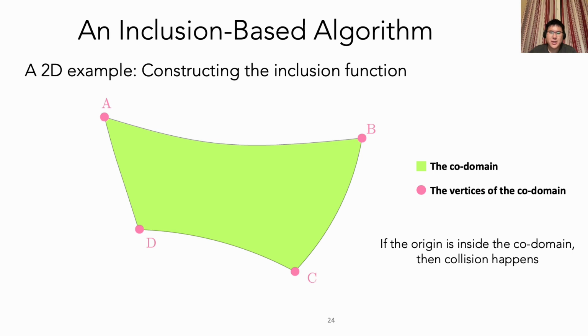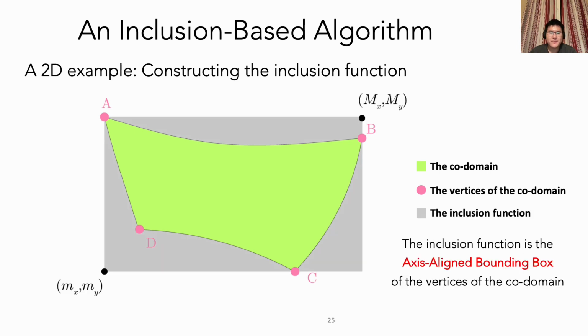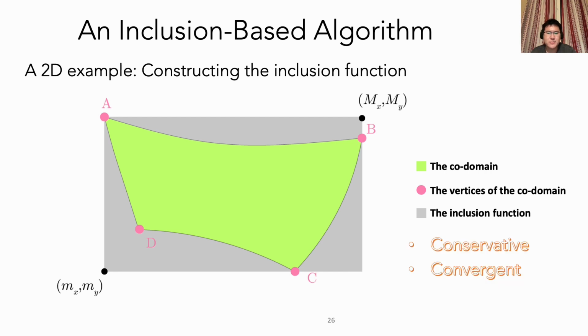Here we show a 2D example of how to construct the inclusion function. The green part is the codomain of the multivariate CCD formulation. If the origin is inside the codomain, then collision happens. But we can also see that the shape of the codomain is very complicated. So we construct an axis-aligned bounding box of the vertices of the codomain as an inclusion function. We prove that the inclusion function is both conservative and convergent.